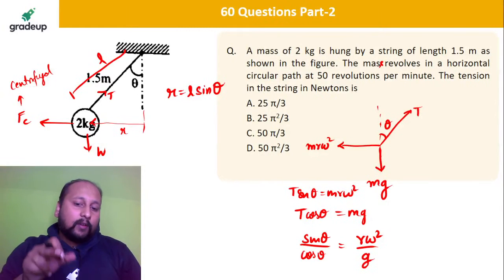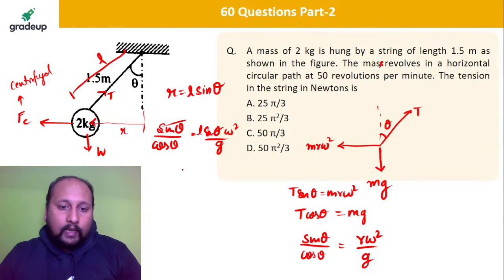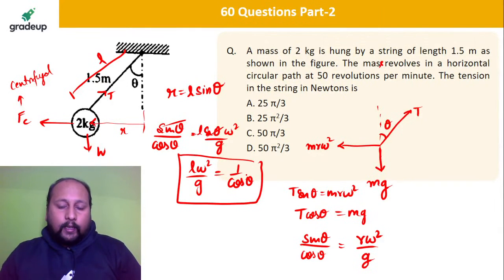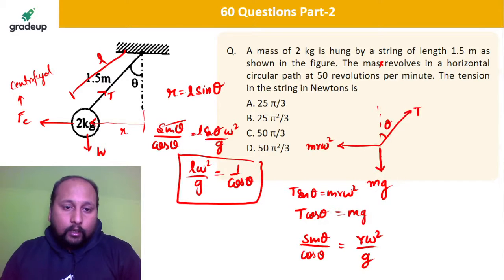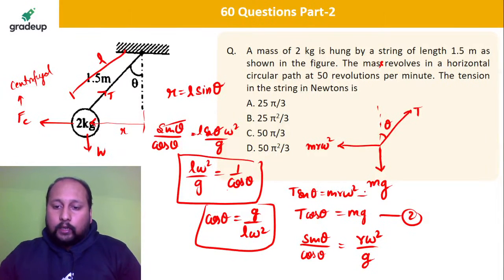So let me place the value of r over here. So we'll be having sine theta divided by cos theta is equal to L sine theta omega square by g. Sine theta cancelled out. So what we are having, L omega square by g is equal to 1 by cos theta. Is this clear? Now we have to calculate the tension T. So cos theta is equal to g by L omega square. Put the value of cos theta in equation number 2.